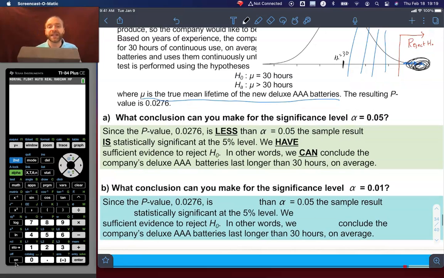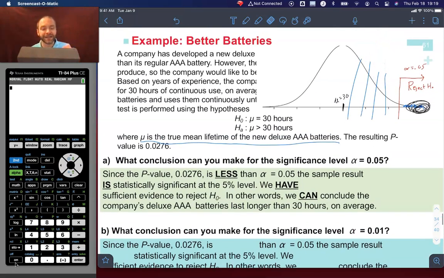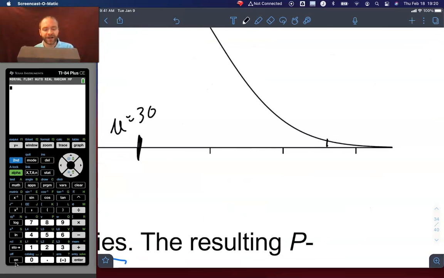So what conclusion can we make in this case at the alpha level of 0.01? So hold on a second. What happens here? Well, we have a shaded area of 0.0276.